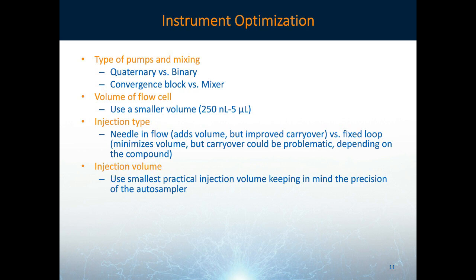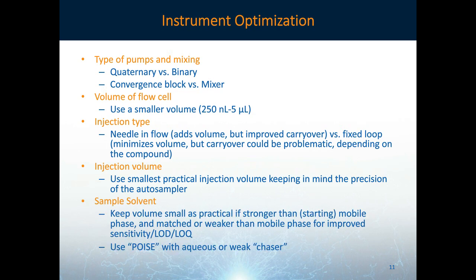For injection volume, you would use the smallest practical injection volume, keeping in mind the precision of the autosampler. So you don't want to inject too little that would affect your signal to noise, and you don't want to inject so little that you would be way out of the precision of your autosampler.